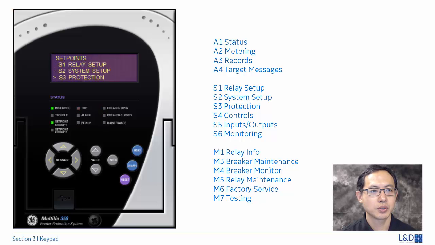So we're going to make one change in the system setup. We can press the enter key and press the enter key again. So now we can use the value keys to change the CT primary current. So we can press the value key up and down to do the fine adjustment, or we can hold the key to do the coarse adjustment.